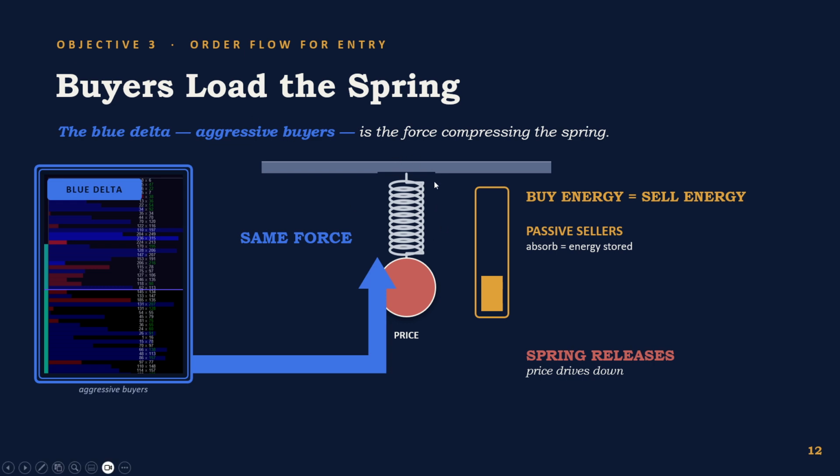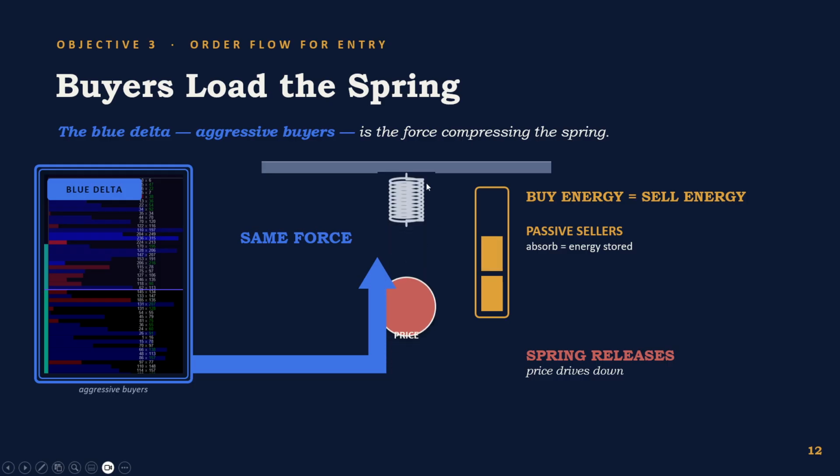So without going into a physics lesson, when you compress a spring, there's a force that's being applied upwards. That represents the blue delta. There's actually an equal and opposing force. There's energy that's being stored up in the spring, right? So imagine this: buy energy equals sell energy. What eventually drives price down is passive sellers. So all the energy that's being used to drive price up is being stored in this spring.